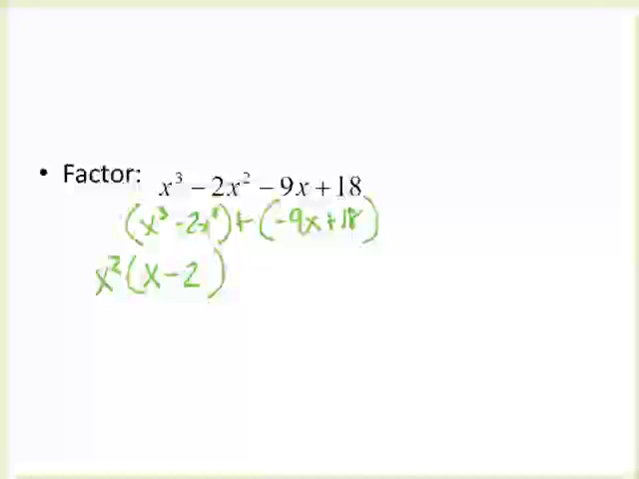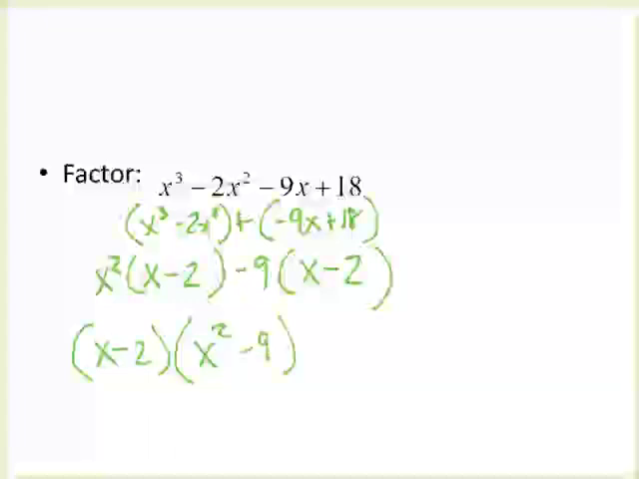What's in common in the second group? 9. Negative, we're going to take the negative along with it, so we're going to divide out a negative 9. What's left when we divide by negative 9? X minus 2. 18 divided by negative 9 gives us the negative 2. What's left in those parentheses must match. If it doesn't, you've done something wrong. So then we are going to write that matching group, taking it now out to the front, times the leftover stuff. That's the factor by grouping process.